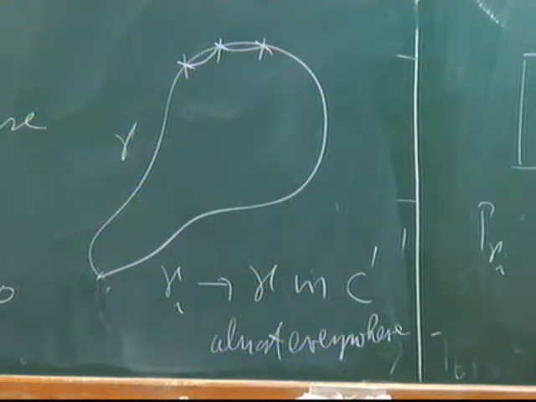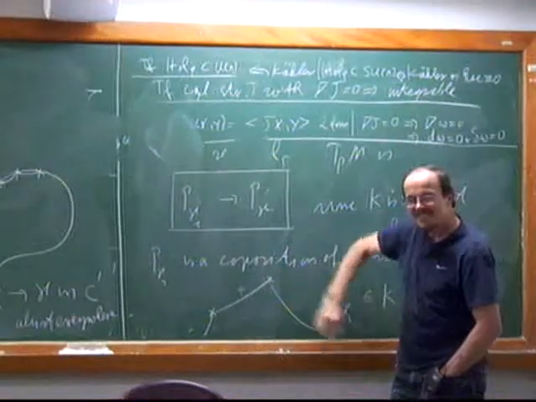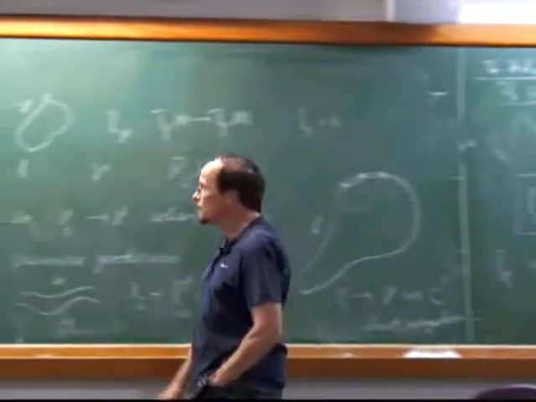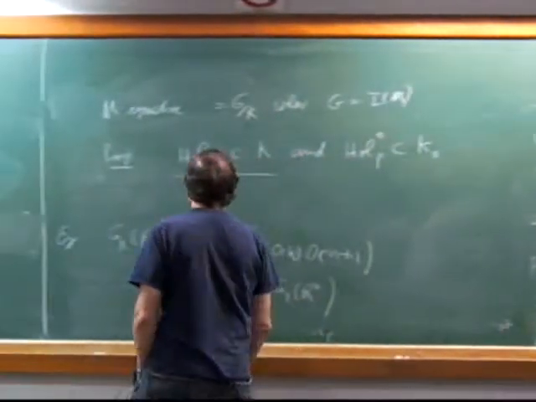And then I can use these transvections along each piece. So transvections are really neat. That lies in K. Okay.